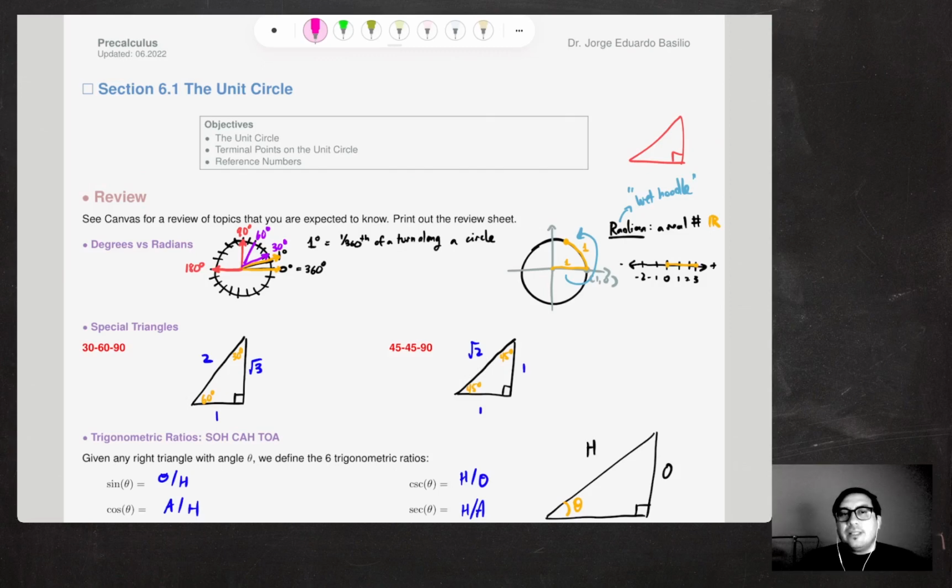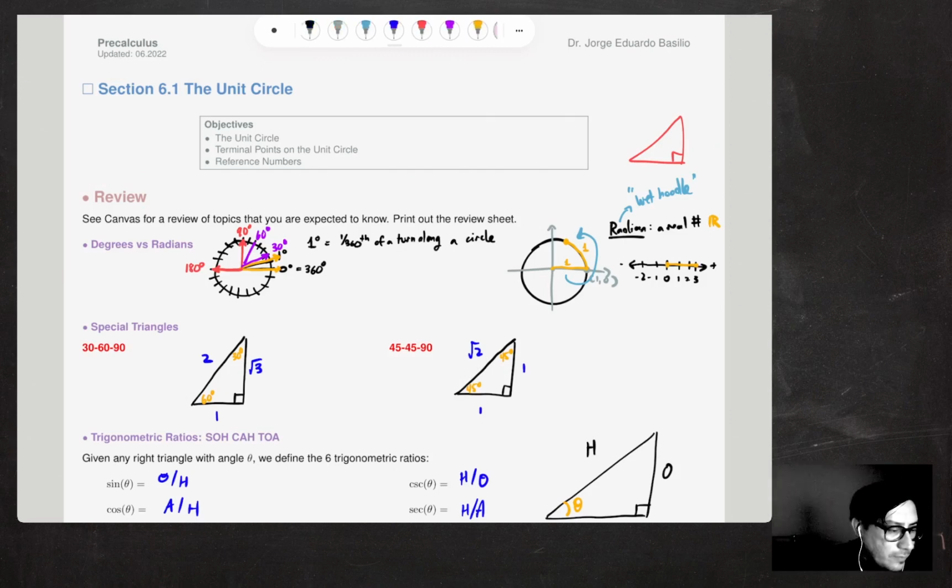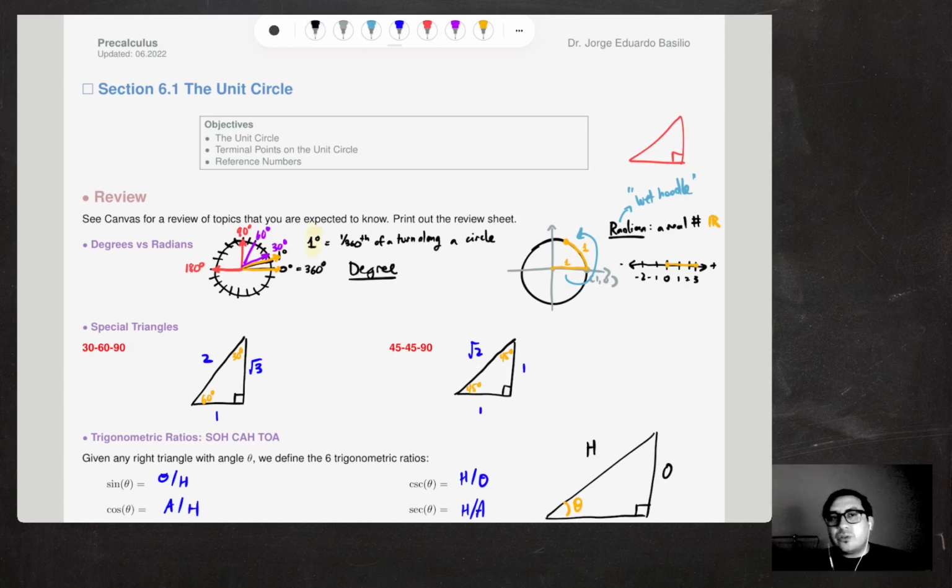All right, so let's start with what is a degree versus what is a radian. Whenever we talk about degrees, a degree is defined as follows. 1 degree, and we put that little circle symbol, is literally 1/360th of a turn along a circle. So if you take a circle and cut it up into 360 equal pieces, 1 degree would be one little tiny slice.